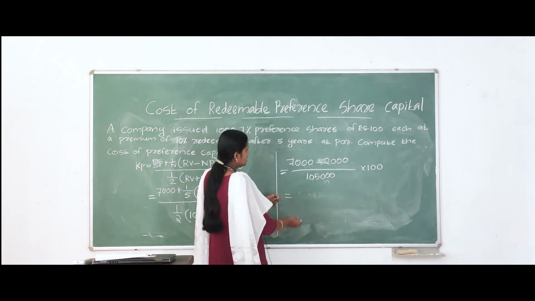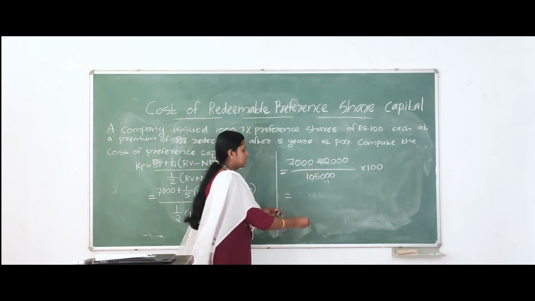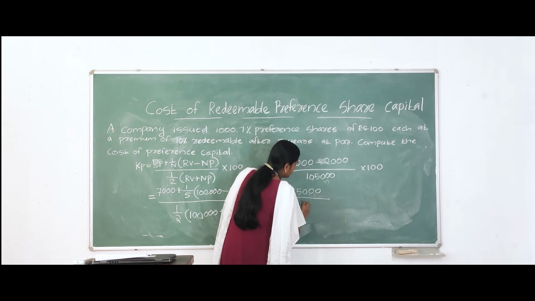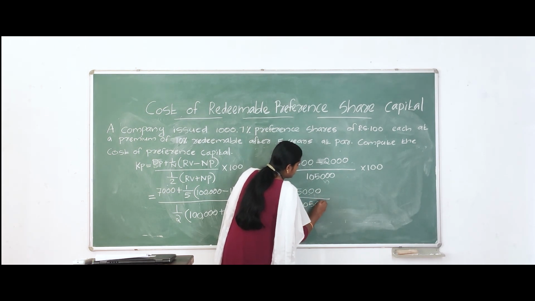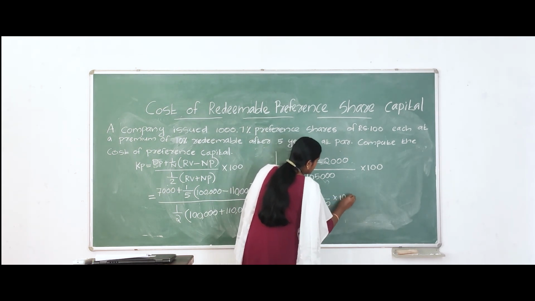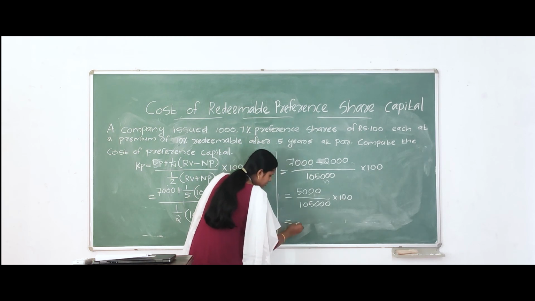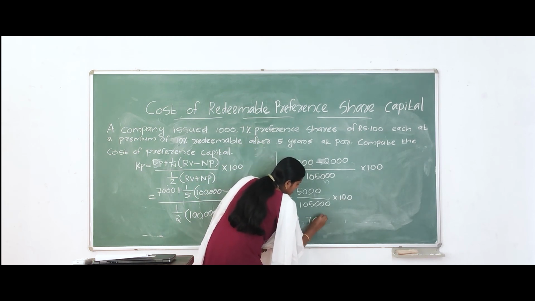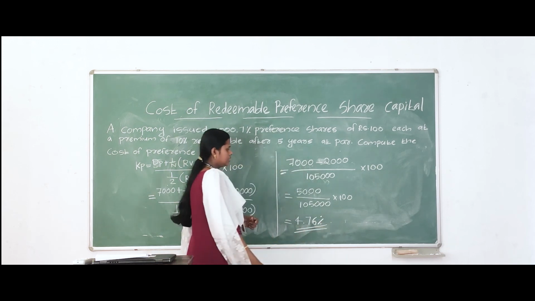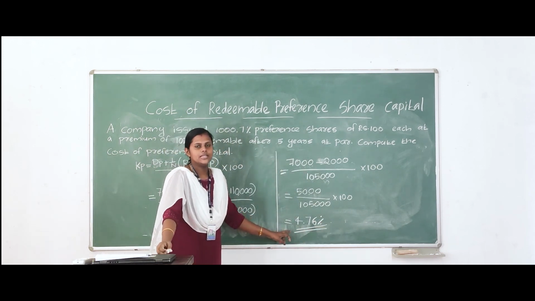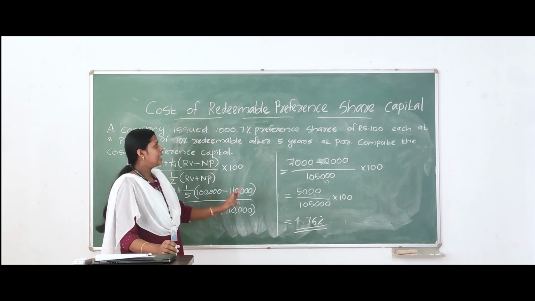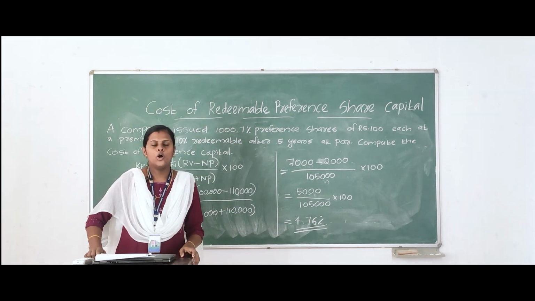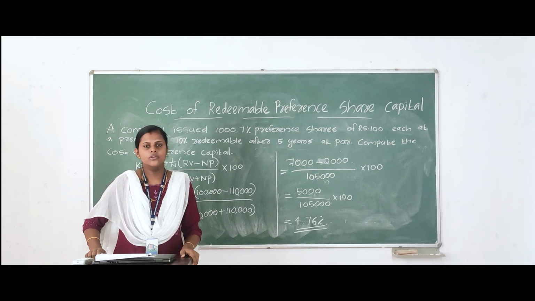Into 100. So 7,000 minus 2,000, that is 5,000, divided by 1,05,000 into 100. Then we get the value 4.76%. Here 4.76% means the cost of redeemable preference share capital. Hope everything is clear for you. Thank you.